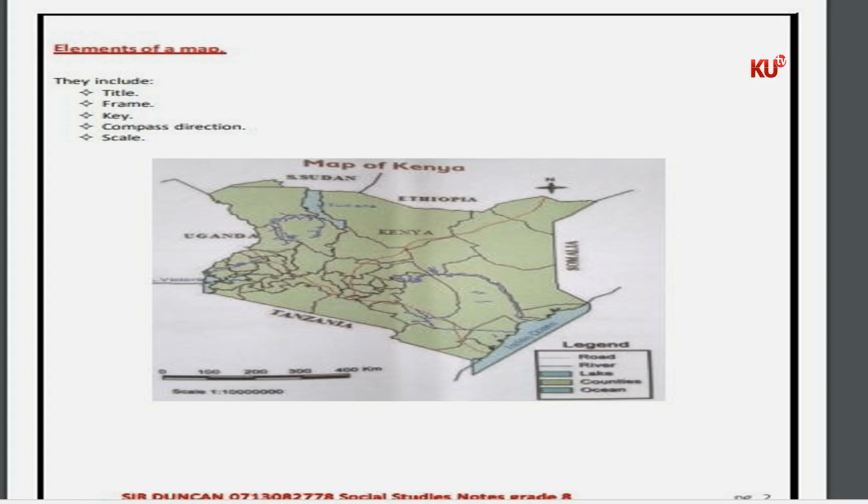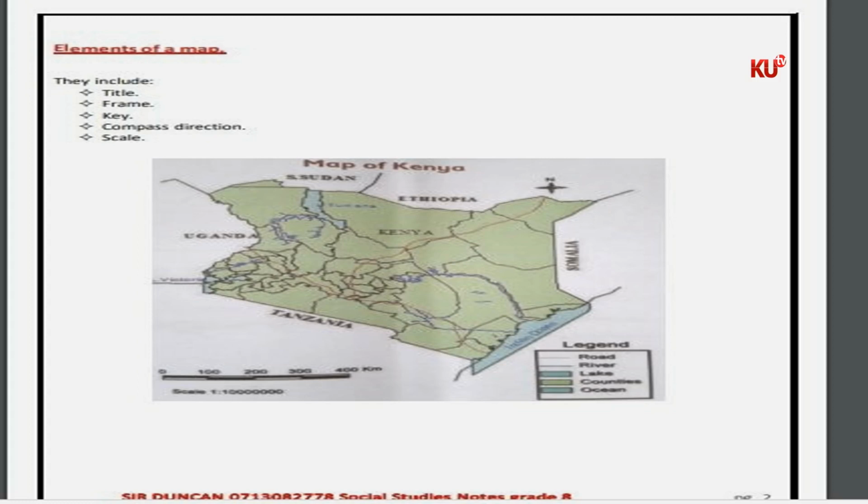Then lastly, look at if we have the scale as the last element of a map. Yes, we have the scale. If you look at that map clearly, the map of Kenya, it has got all the 5 elements of a map. We have seen all these elements, and we'll be describing them as we move. We will be seeing the title, key, compass, frame, and other elements of a map.